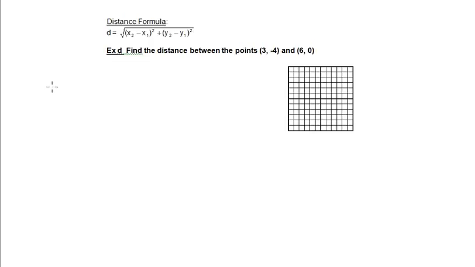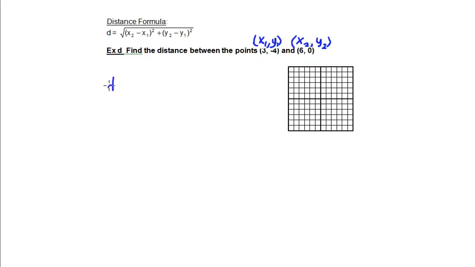There are a couple fairly straightforward formulas that I'd like to demonstrate, and one of these is the distance formula, and so we use it to calculate the distance between 2 points. And so here we're given the example, find the distance between the points (3, -4) and (6, 0). So the first point we can designate with coordinates x1, y1, and the second point we'll just have the coordinates x2, y2. And now we can just plug those coordinates into the distance formula.